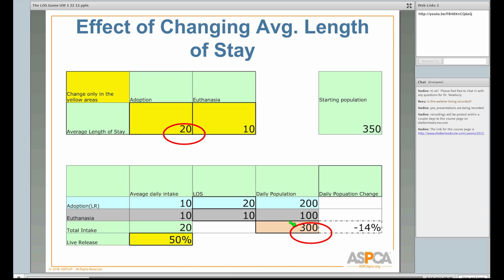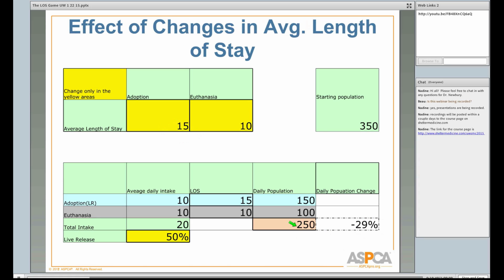If we lower it down again to 15 days as the average length of stay, now we're down to 250 animals because the contribution to the daily population from that adoption pathway is now only 150 animals. Again, we're not adopting out fewer animals, they're just staying less time on their way to live release. So now we've reduced the length of stay to live release, and that's had a decrease in population of 29%, which is pretty impressive.